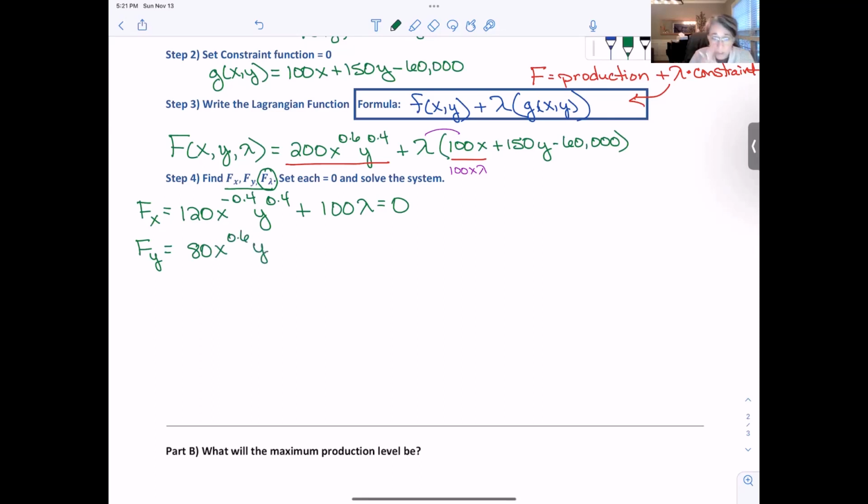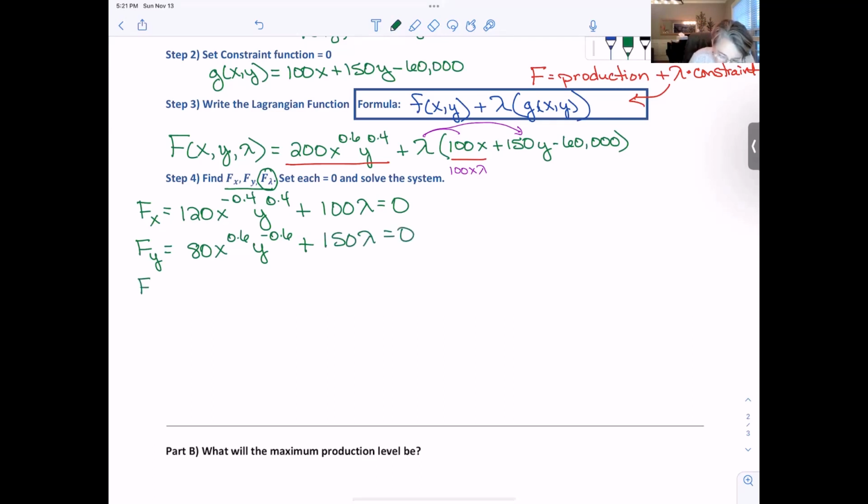And now the y, we're going to subtract 1 from that exponent. We get a negative 0.6 plus, notice we only have one y term there, by lambda. So lambda times 150y, the derivative of 150y would just be 150. So we get 150 lambda. That's also equal to 0.